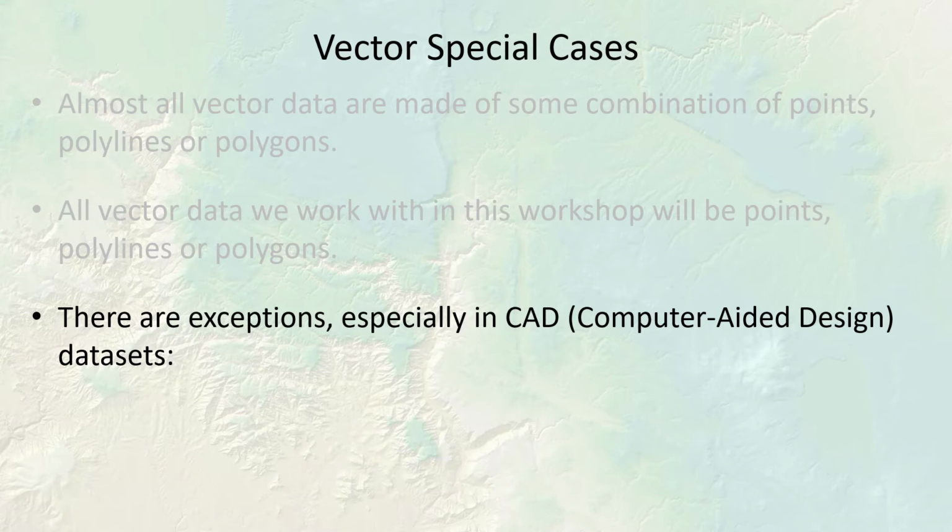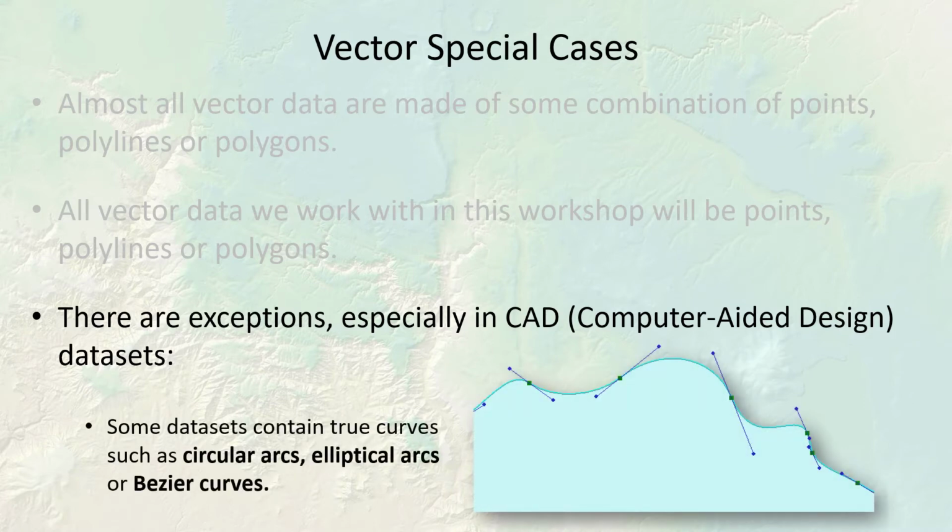You see that in CAD, computer-aided design, like AutoCAD data a lot. And in this case, they can have circular arcs, they can have elliptical arcs, they can have these Bezier curves. Now, they're still vector data sets because they're still defined by a series of vertexes. But in this case, the vertex just has a little extra information telling it how to curve the edge. All right, so these data sets are out there, but we're not going to use them in this class.